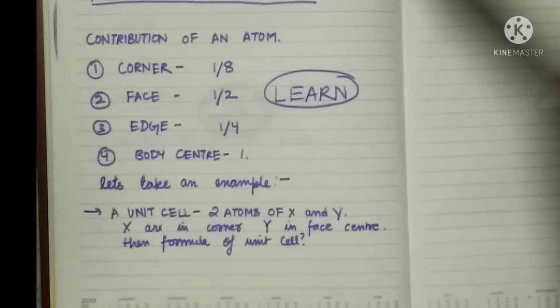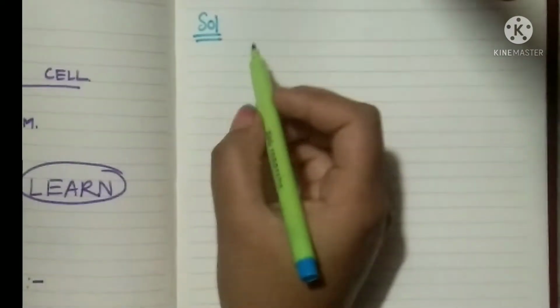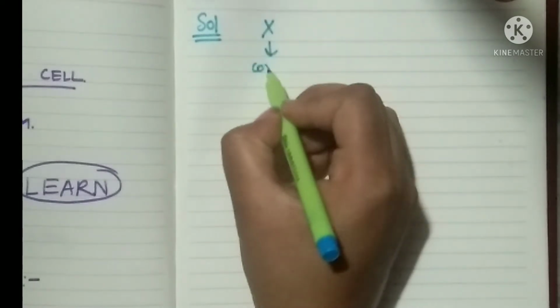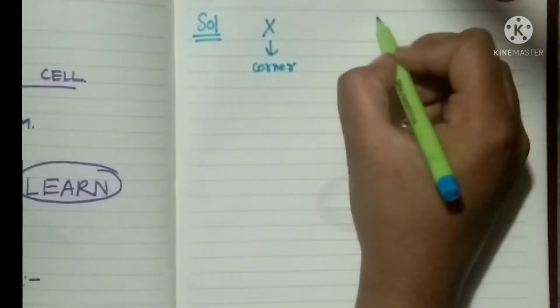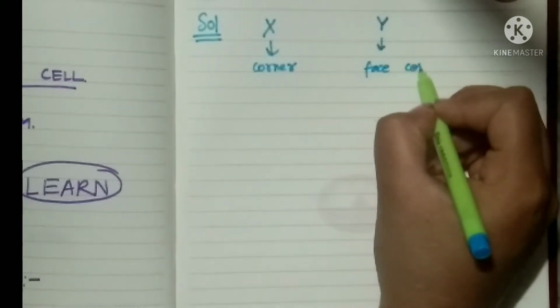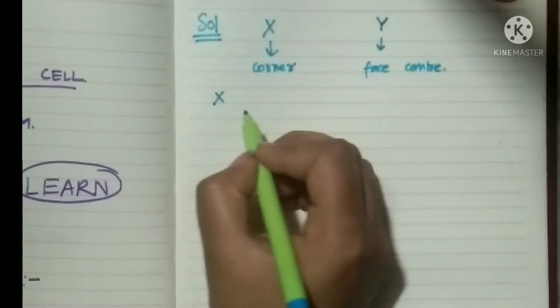It says that the unit cell has two atoms, x and y. X is present in corner and y is present in face center. So to know the formula, we have to write x and y separately and read the question carefully. Where are they present? X is present in corner and y is present in face center. So we'll write it so that we cannot get confused.